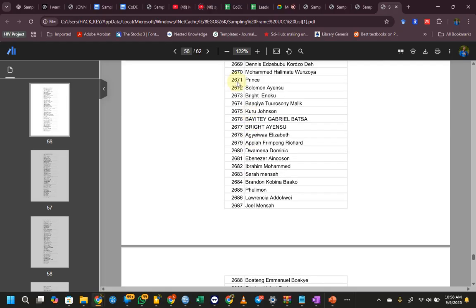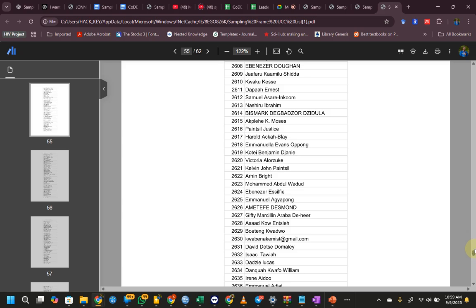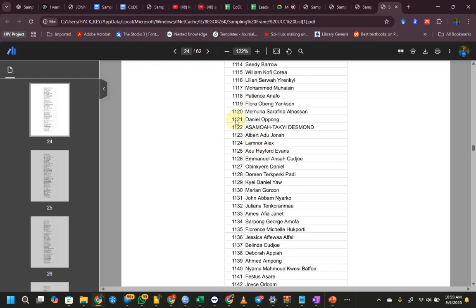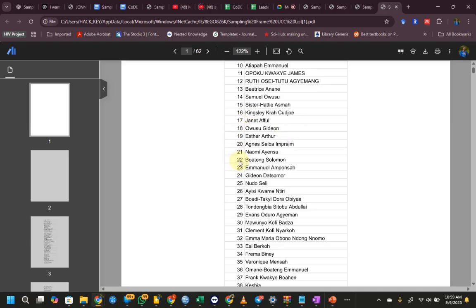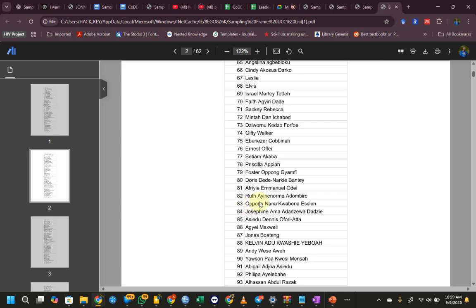The system would just pick, maybe, 2,692, then 2,671, then maybe scroll all the way up and pick another number from around this range, 1,121. Whatever number it picks, you look for the person. So 1,191 is Daniel Opong, who might have a contact number here. Whichever number you pick, you pick the person's contact number and you reach out: we want you to participate in this our study. Maybe it picks number 22, then you contact Boatin Solomon. It picks number 83, you contact Nana Kwabena. We want you to participate in our study.